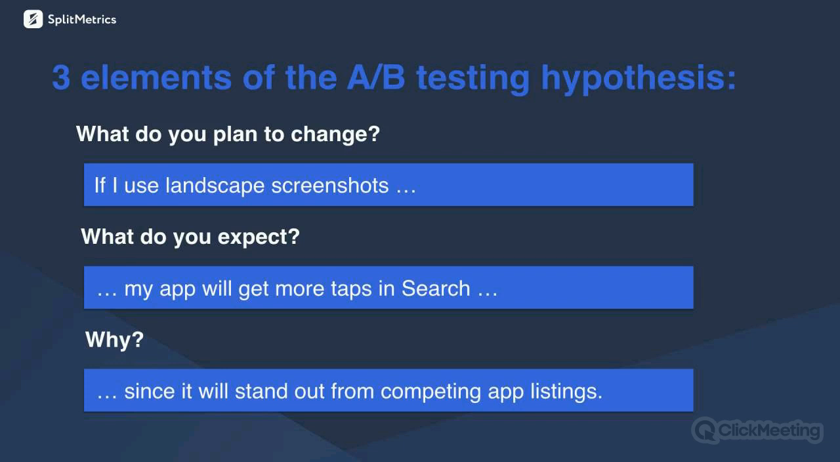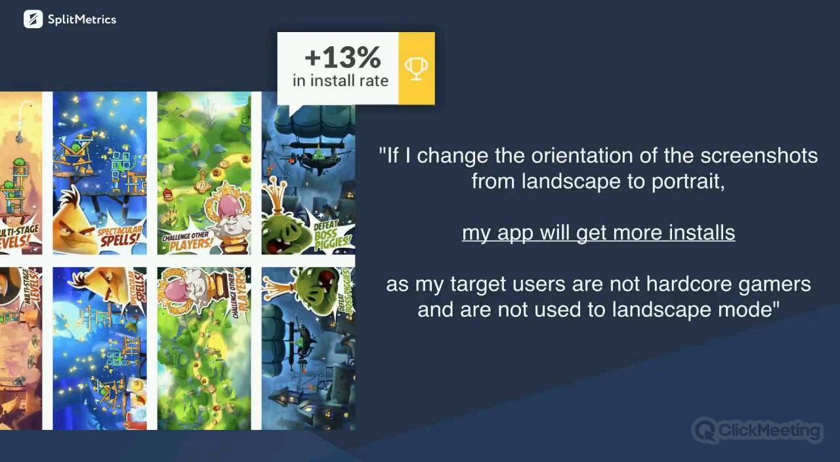Boom. Here is another example of a good hypothesis formulated based on the above-mentioned model. If I change the orientation of the screenshots from portrait to landscape, my app will get more installs, as my target users are not hardcore gamers and are not used to landscape mode. By the way, this is the hypothesis that allowed Rovio to boost conversions and get 2 million more installs.